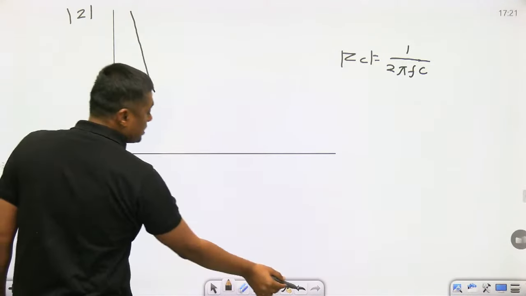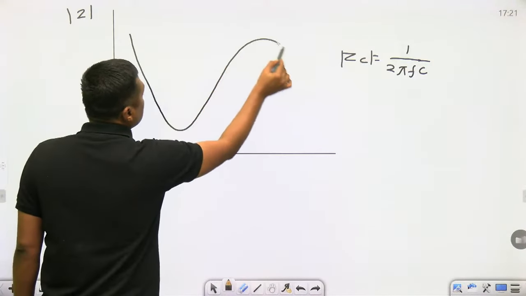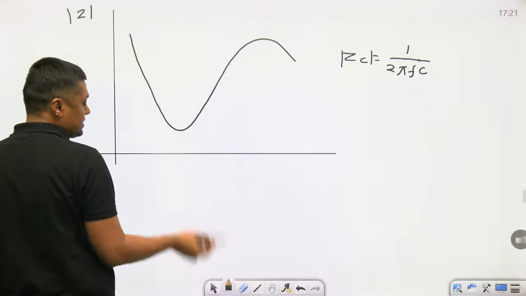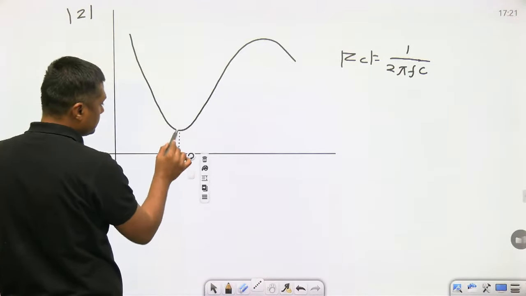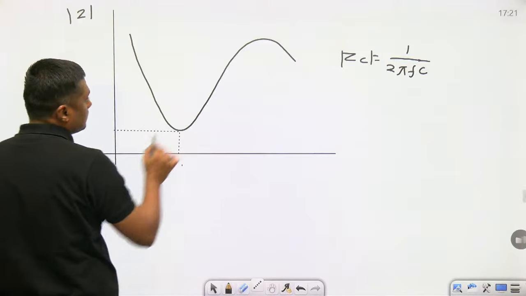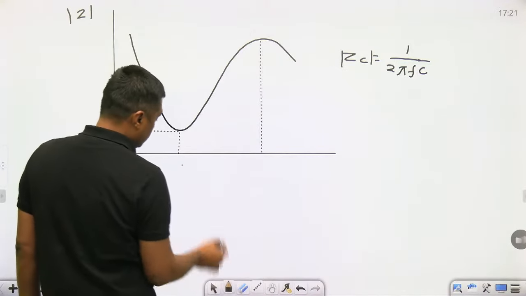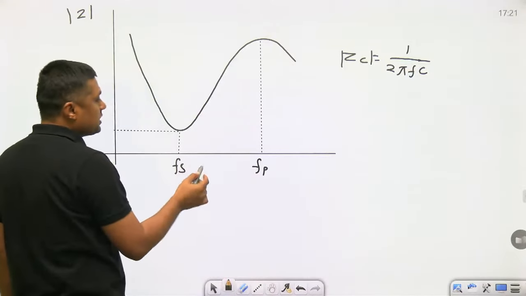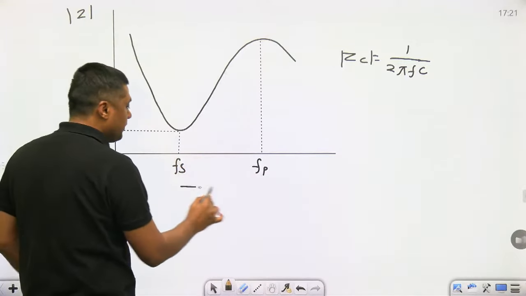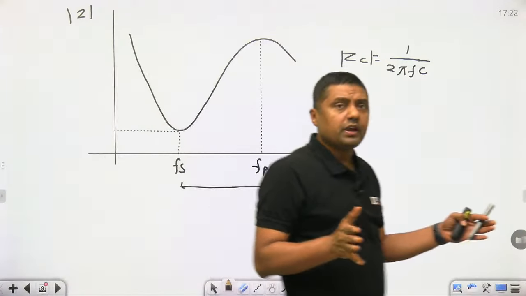Exactly at series resonance, we are having the minimum impedance, and at parallel resonance, we are having the maximum impedance. This type of curve we are getting. This is the maximum impedance. FP is greater than FS, and the frequency of oscillation lies between these two, always. There is not a huge difference between FS and FP.